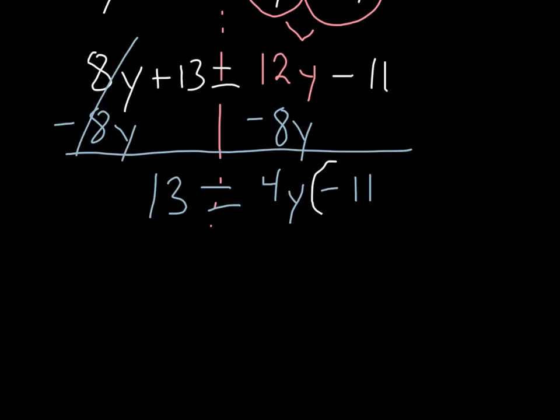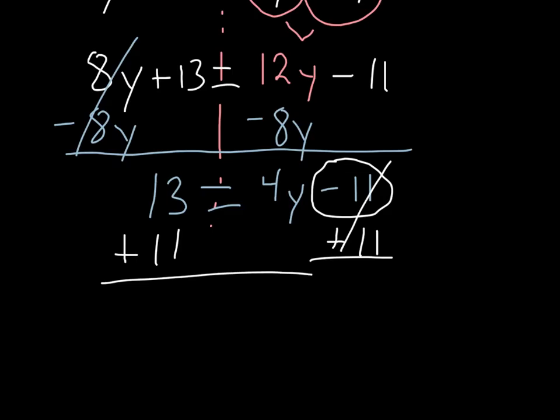So I'm going to start solving for my y. So to solve for my y, I am going to cancel out that constant, that number without the variable, that minus 11. So to cancel it, I will add 11 over here. So those will cancel. And whatever I do to one side, I do to the other. So I'm going to add 11 over here as well. And so that gives me 24.